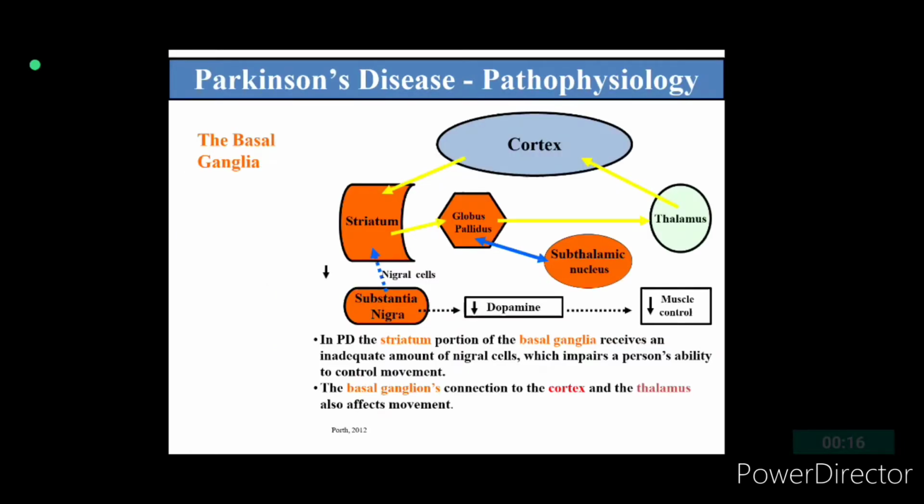Parkinson's disease pathophysiology. In Parkinson's disease, the striatum portion of the basal ganglia receives an inadequate amount of nigral cells, which impairs a person's ability to control movement. The basal ganglia's connection to the cortex and the thalamus also affects movements.